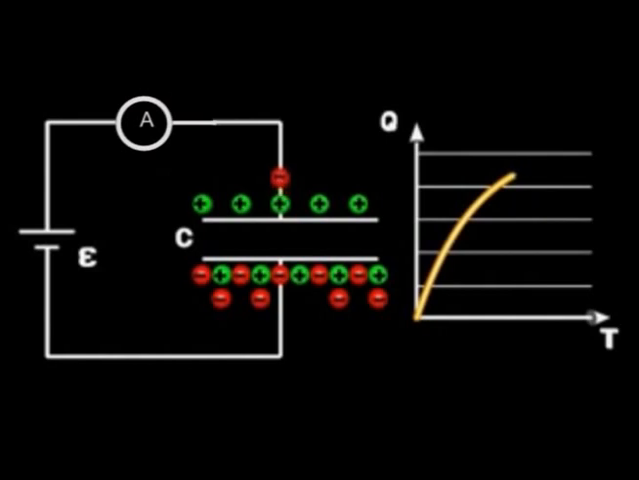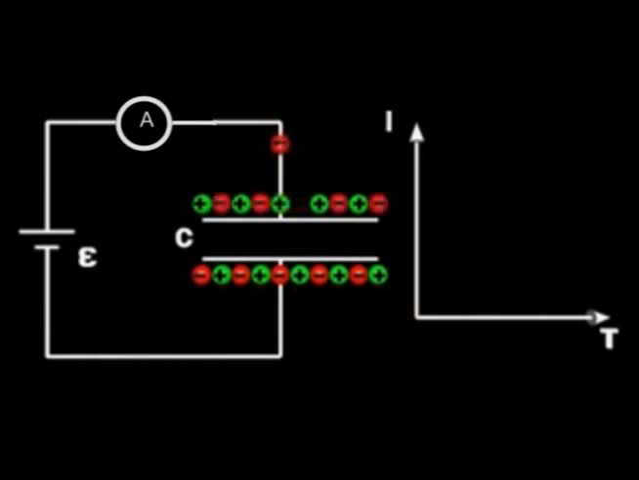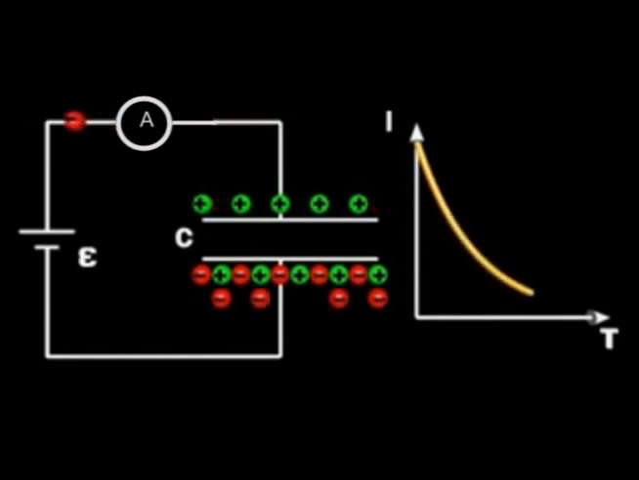Thus, as charging continues, the rate of flow of electrons decreases and thus current also decreases with time. When the capacitor is fully charged, no electrons flow and current becomes zero as well. That's why the ammeter indicated 0.